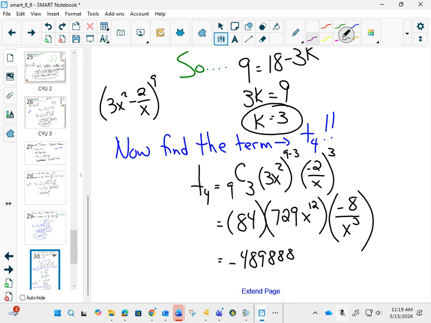And look at our x's. You have x to the 12 in your numerator and x cubed in your denominator. Do you see that they'll simplify to be x to the 9?